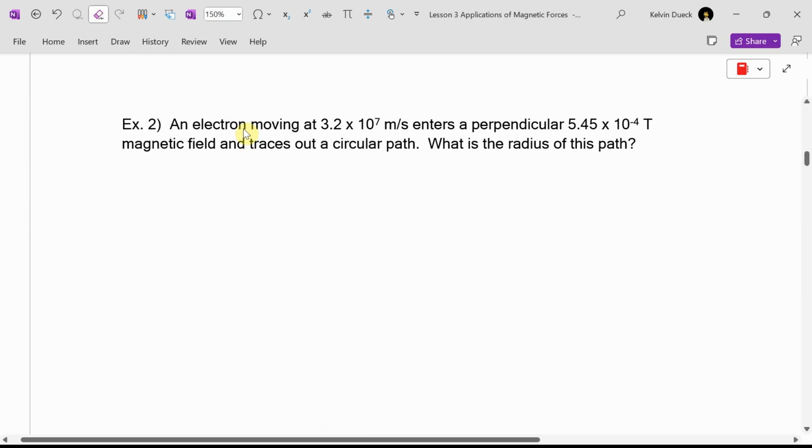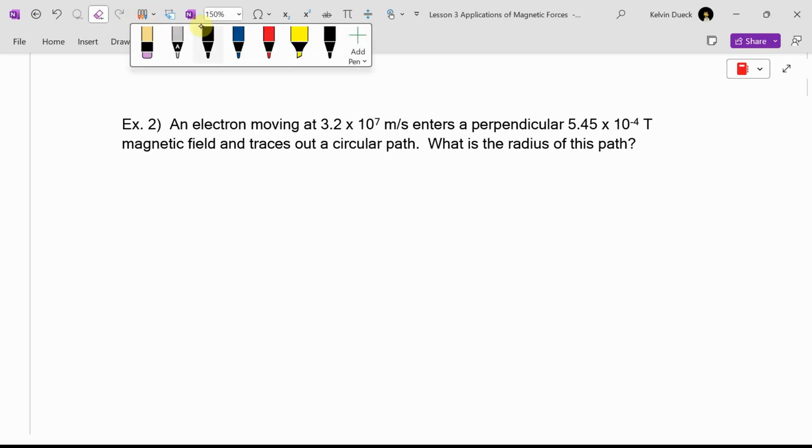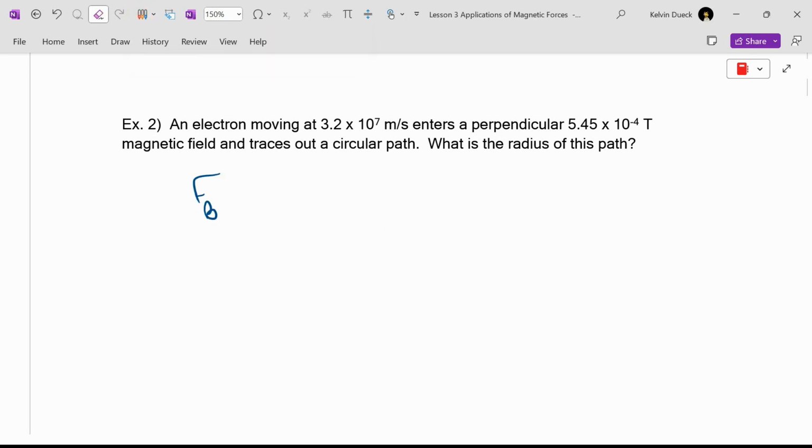I like example 2. Example 2 is a nice question. An electron, moving at 3.2 times 10 to the 7th meters per second, enters a perpendicular magnetic field and traces out a circular path. What kind of a path, Oliver? That means I can say magnetic force is what's pushing me in a circle.